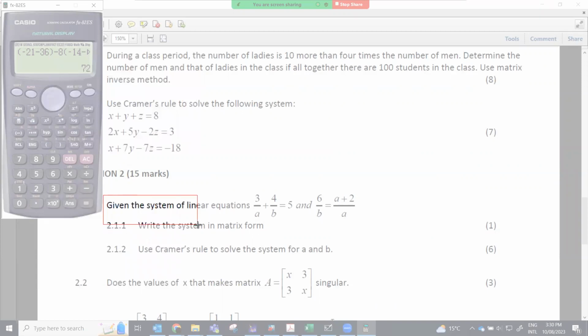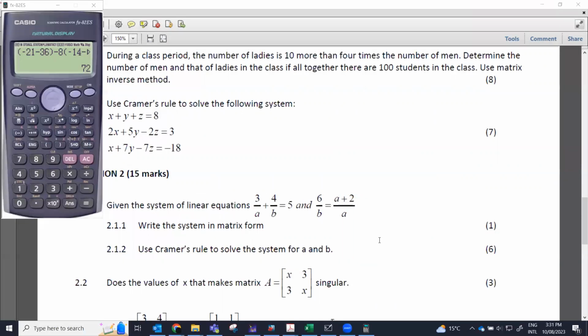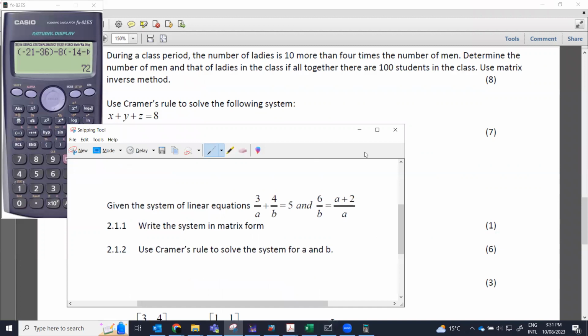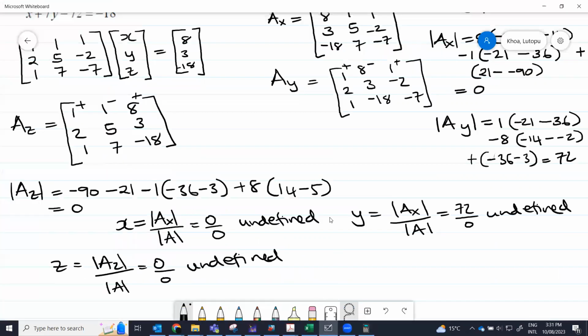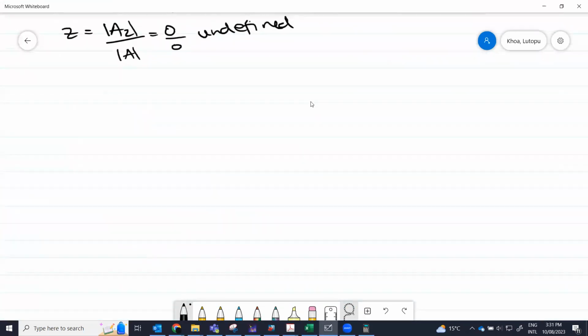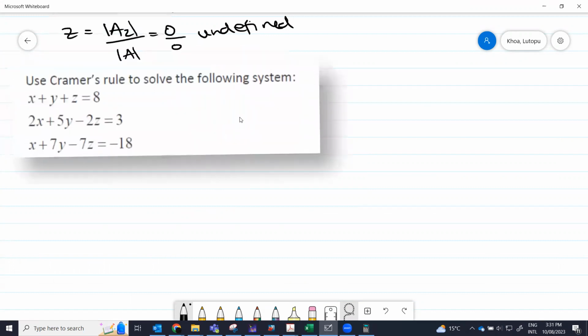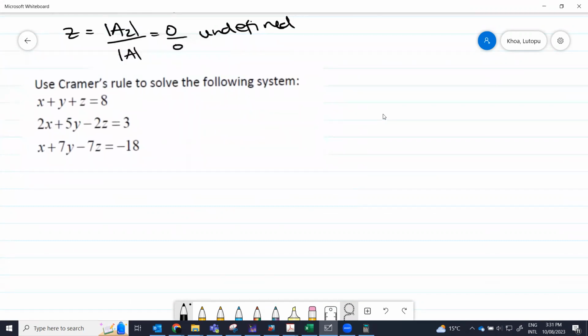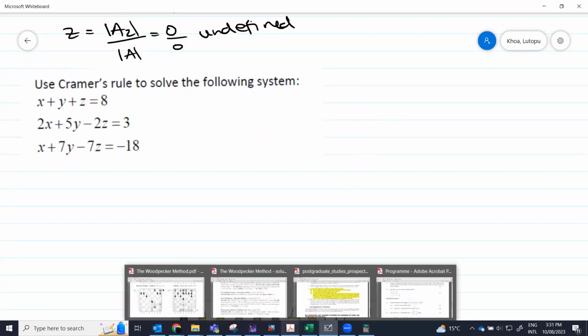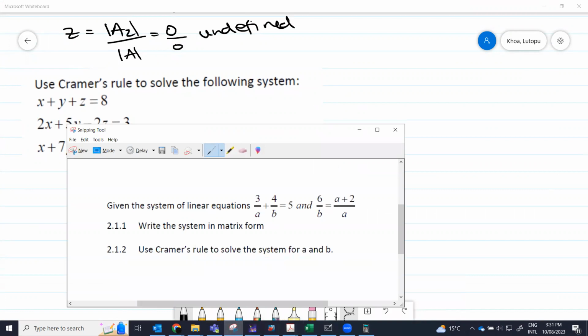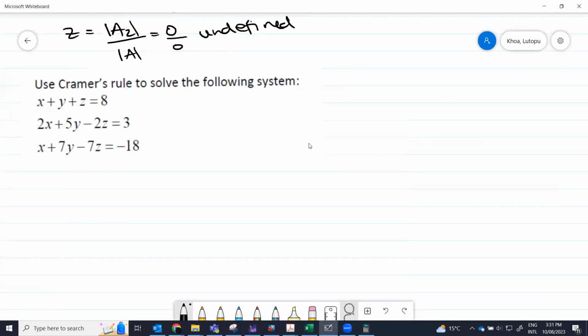Then the next one, okay, use Cramer's rule to, I didn't copy the right one. Let's see now. Yes.